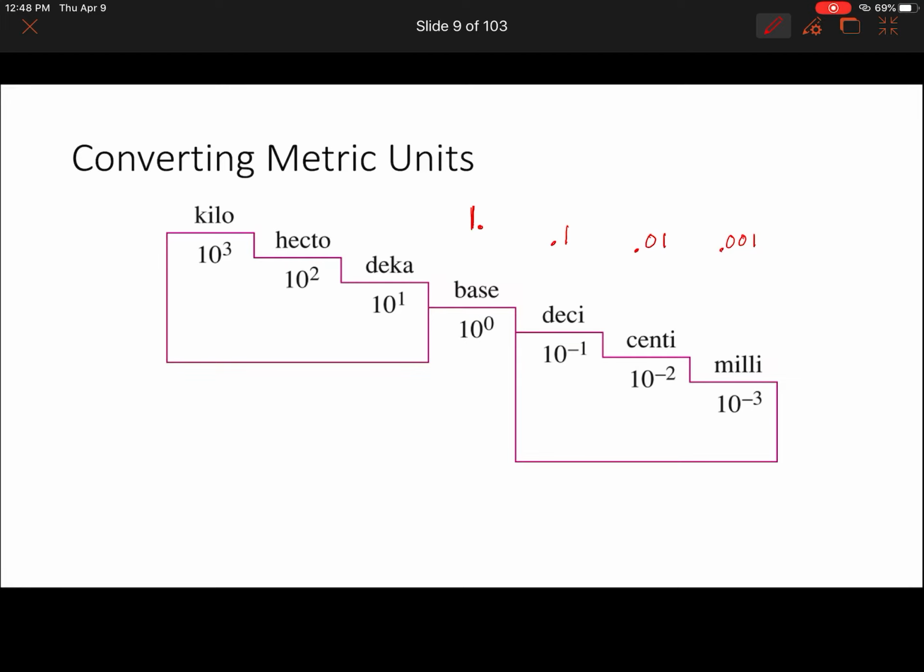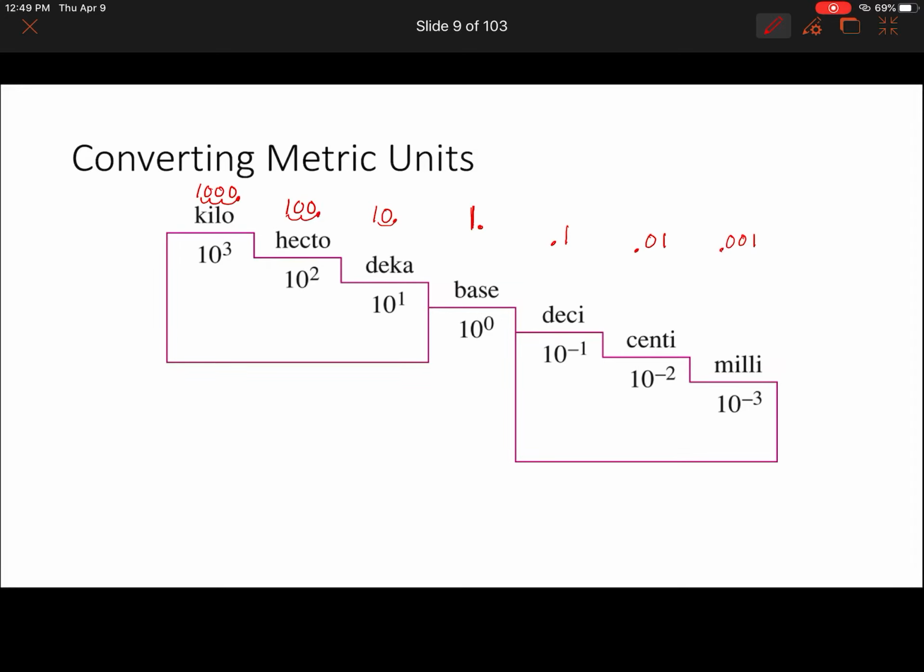As we get bigger than a meter, we're going to move our decimal place right. So a decameter would be 10 meters. A hectometer would be 100 meters. And then a kilometer would be 1,000 meters. So again, it's moving our decimal place 1 unit right, 2 units right, 3 units right, and so on.